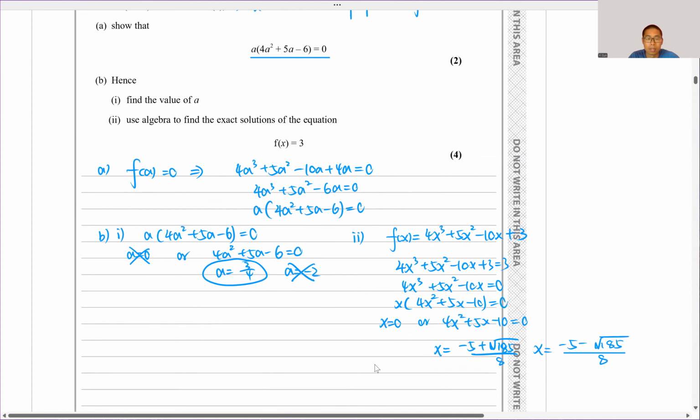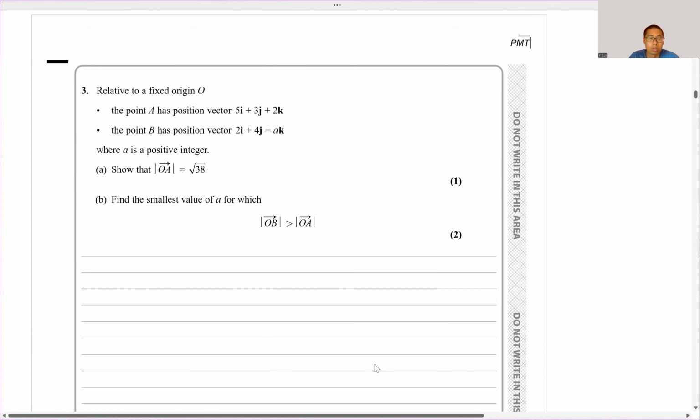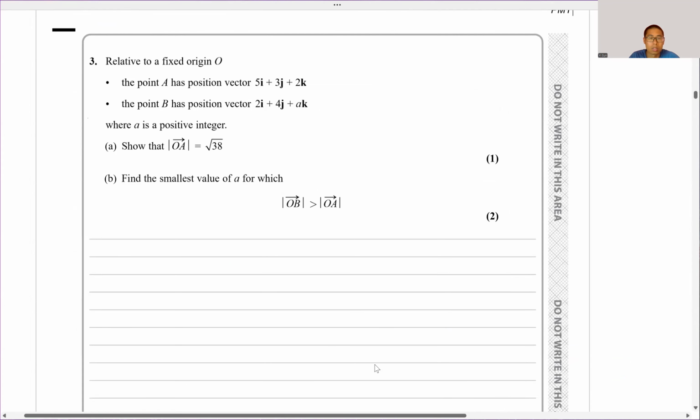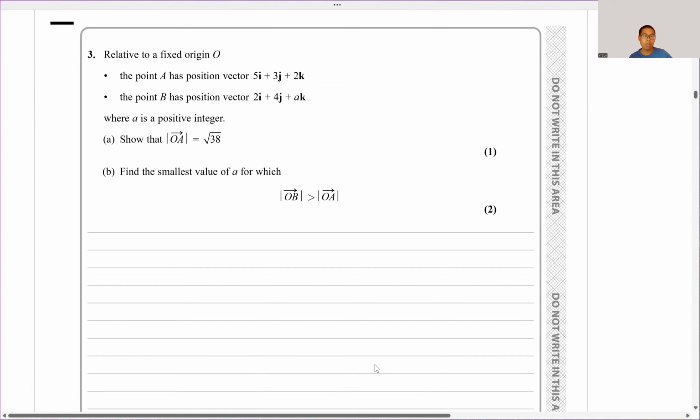Okay, and then let's have a look at question 3. So question 3 is the vector question. Relative to a fixed origin O, the point A has position vector 5i plus 3j plus 2k, and then point B has position vector 2i plus 4j plus ak, where a is a positive integer. And then in part A, we want to show that the magnitude of OA is equal to square root of 38. Okay, it's only 1 mark, so it's a very simple question.